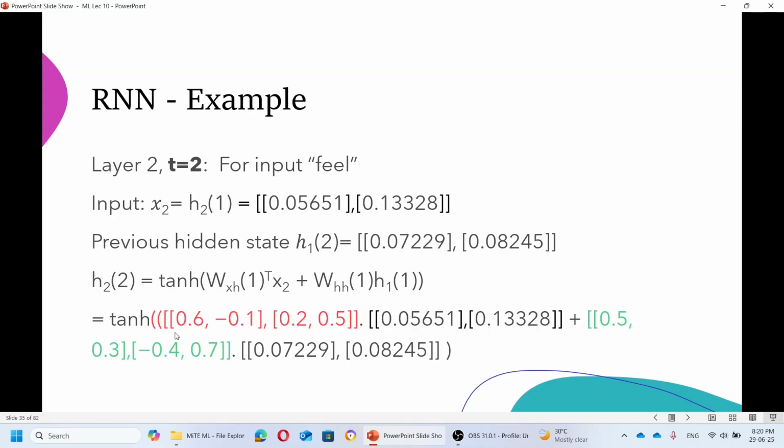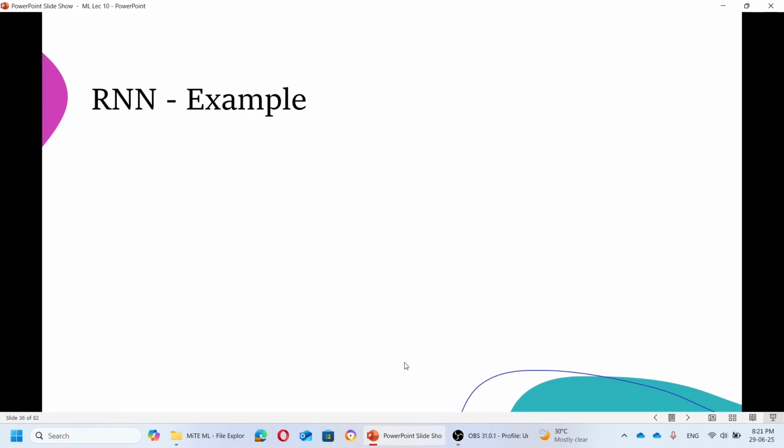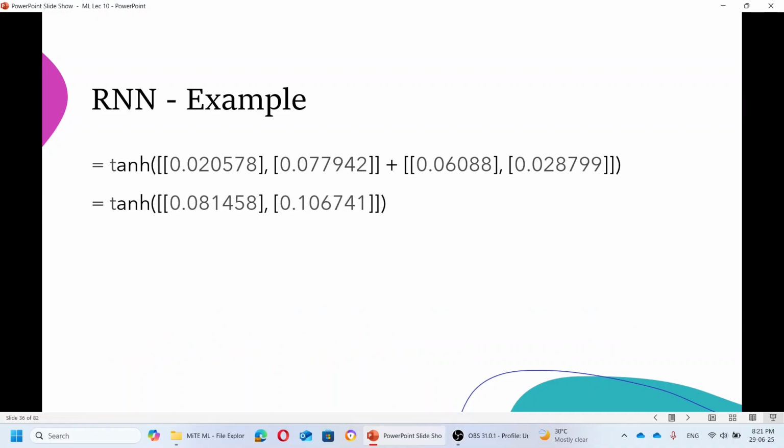So now the weights will be the same. The output of the first hidden layer has become the input for this one. Again the weights are the same. Now these are the values of the previous hidden value. Again we simply apply the matrix multiplication and we get the output h22 is equal to 0.08126 and 0.0106. This is t is equal to 2 for the second layer of hidden layers.